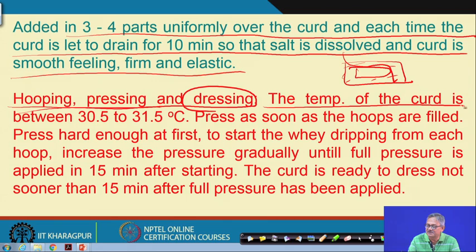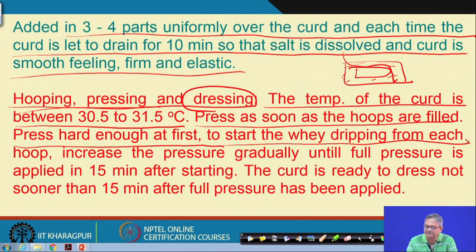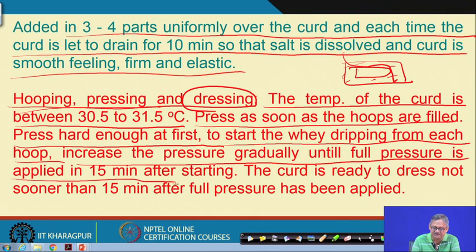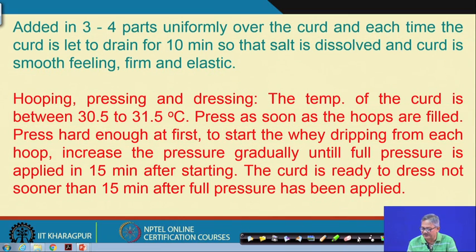The temperature of the curd is between 30.5 to 31.5 degrees centigrade. Press as soon as the hoops are filled. Press hard enough at first to start the whey dripping from each hoop. Increase the pressure gradually until full pressure is applied in 15 minutes after starting. The curd is ready to dress not sooner than 15 minutes after full pressure has been applied.